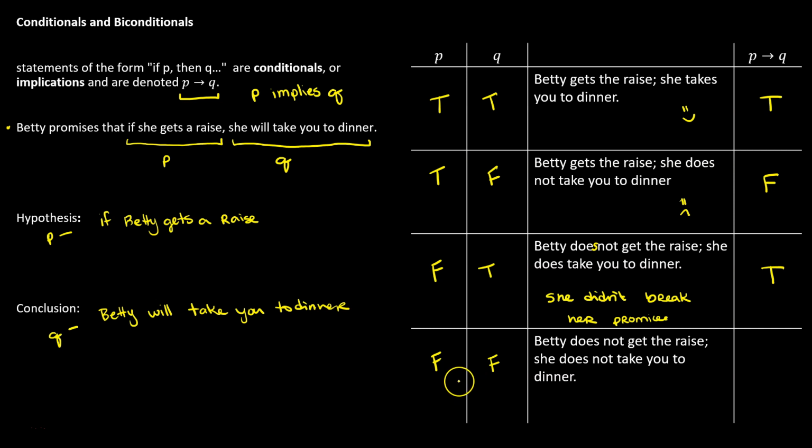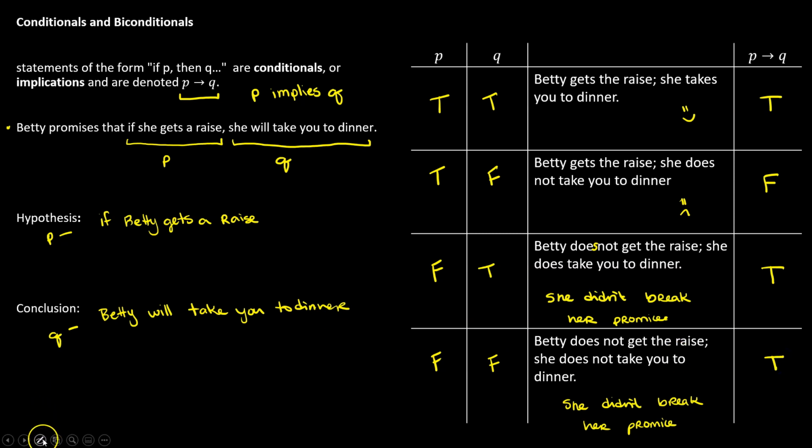And then what about the last scenario? Again, P is false, so Betty did not get the raise. Betty also did not take us out to dinner. If we say Q is false, then she did not take us out to dinner. But did she break her promise here? No, she didn't break her promise here either, because she never said what would happen if she doesn't get the raise. Which means that the implication is still true.